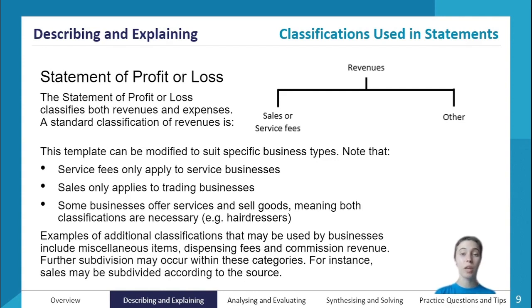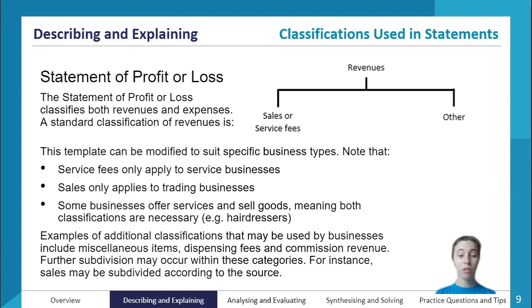So for example, think about hairdressers. Oftentimes when you go to a hairdresser, not only do they provide the service of cutting your hair, but they also have different products that they may sell behind the counter, like hairbrushes and different hair products too.